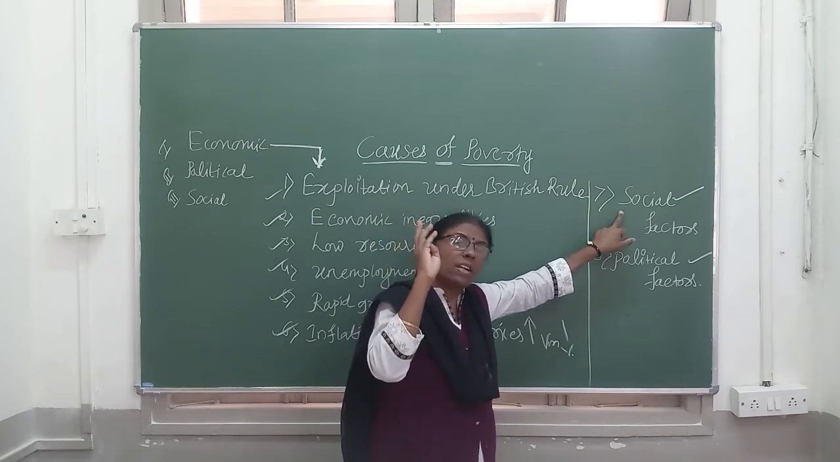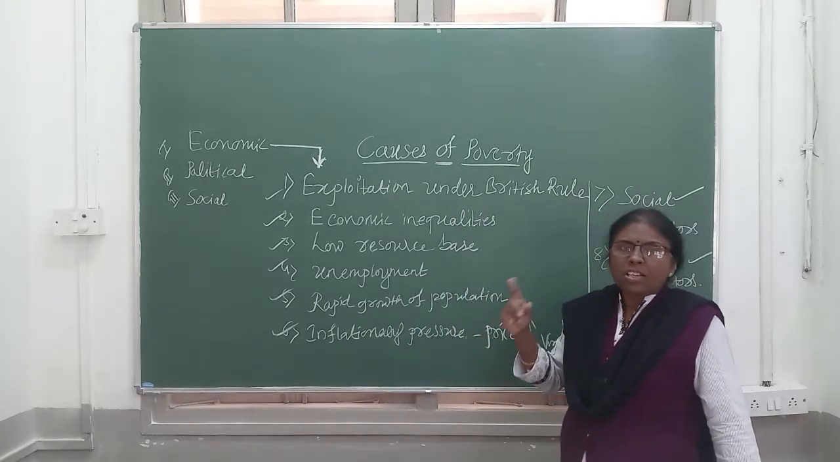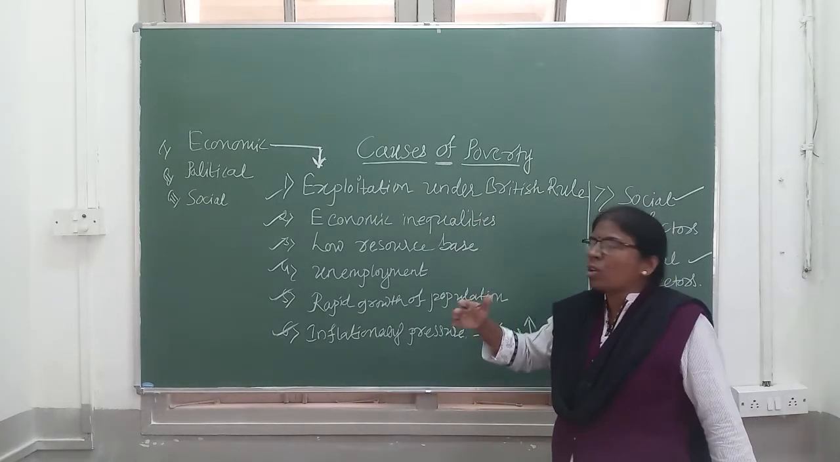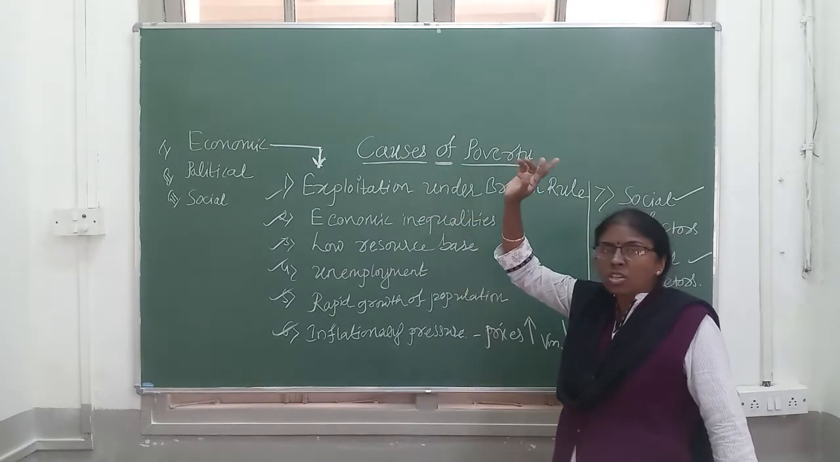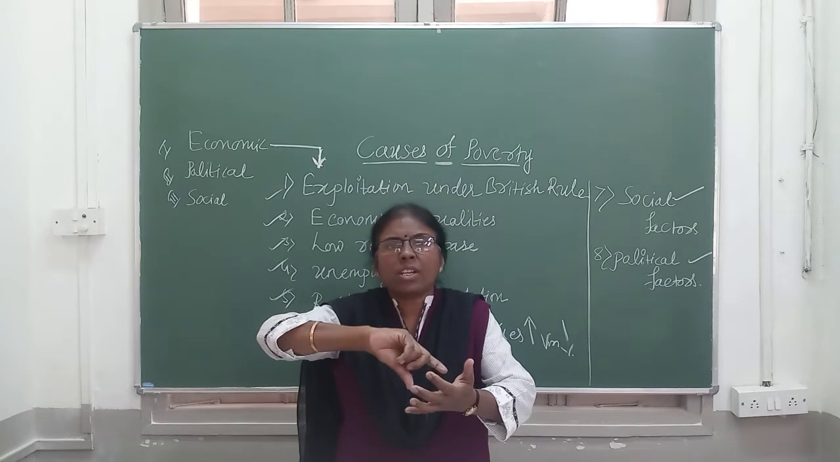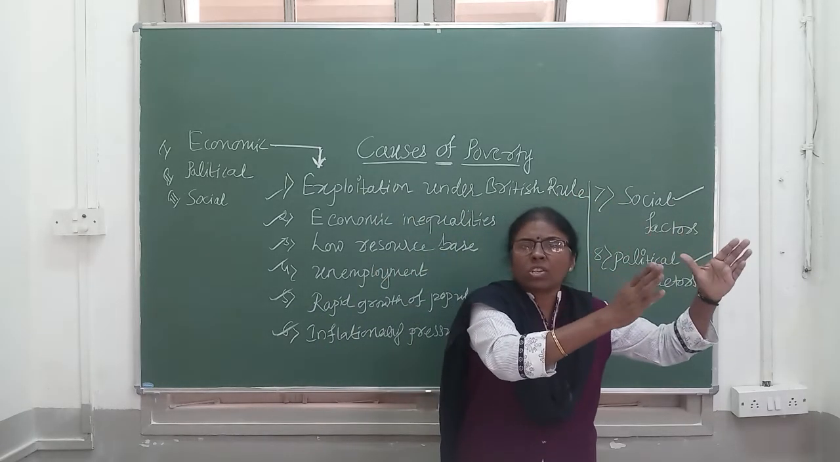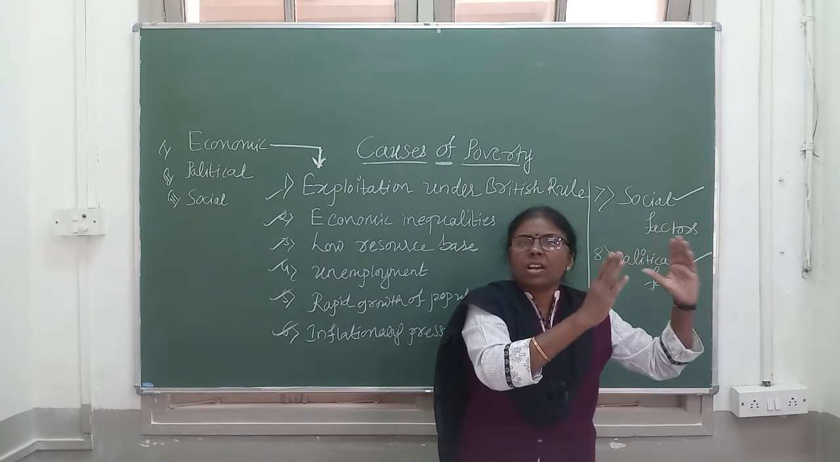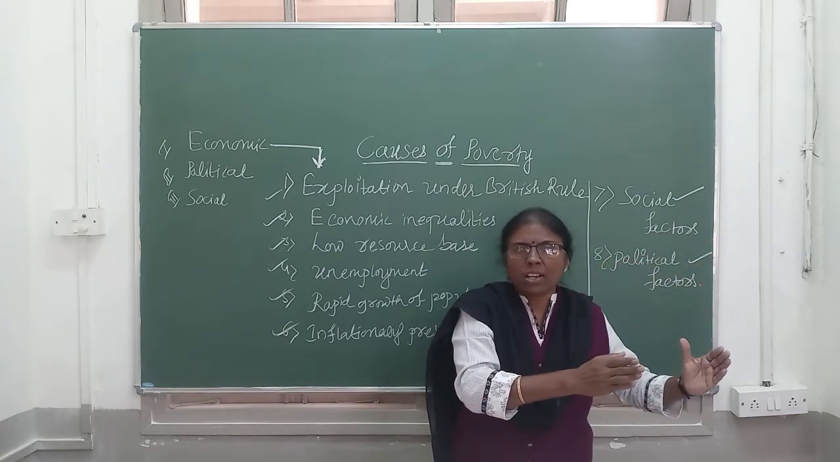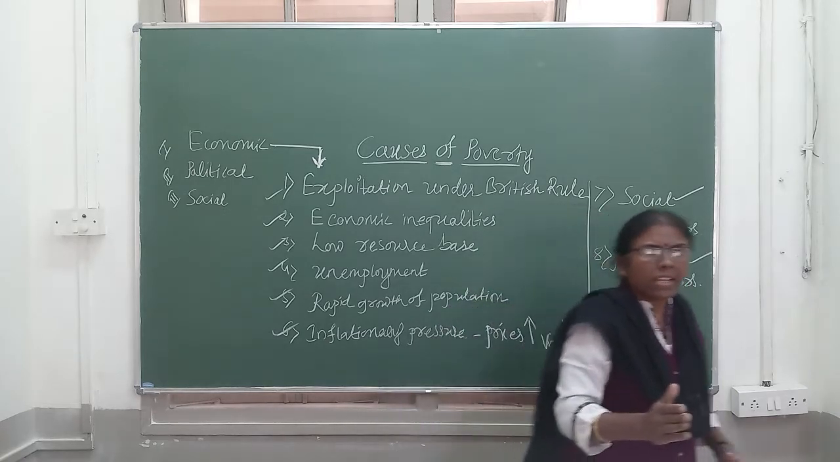And come to the next point, what is that? Caste system. And this caste system is also responsible for what? Poverty. Caste system divides the society into watertight compartments. They have to follow the occupation related to their caste only. Is it clear? And there is no chance for them to carry their output.